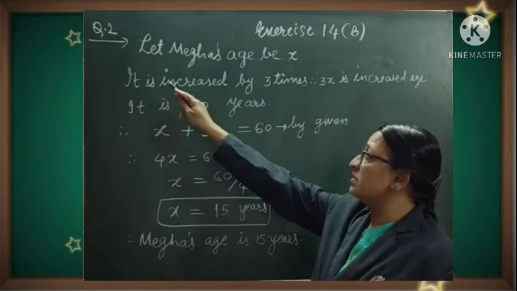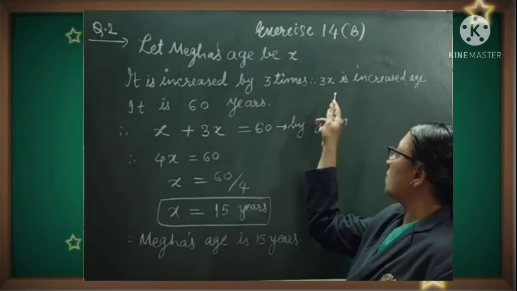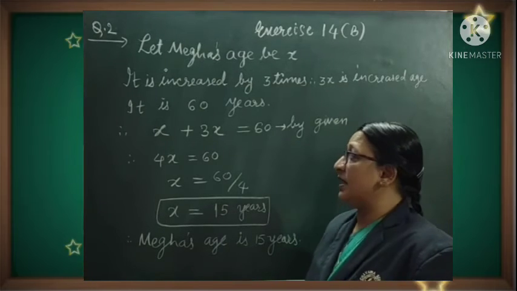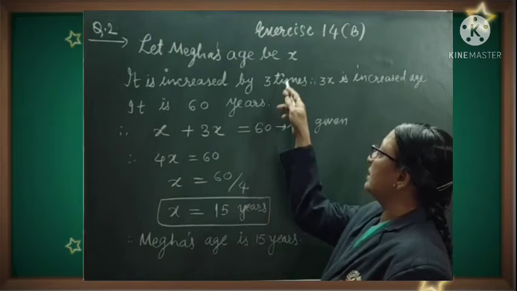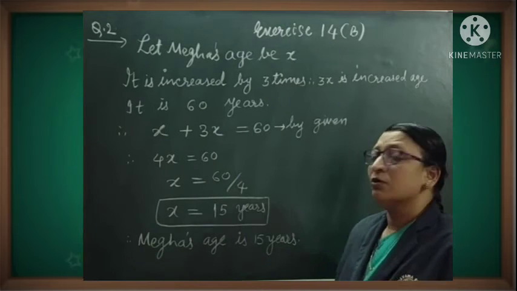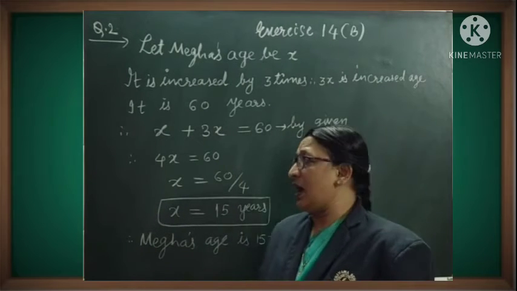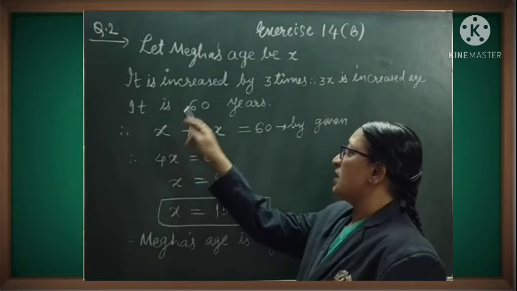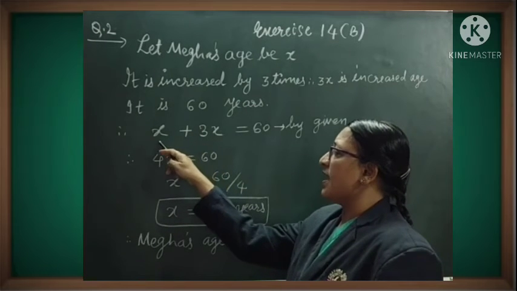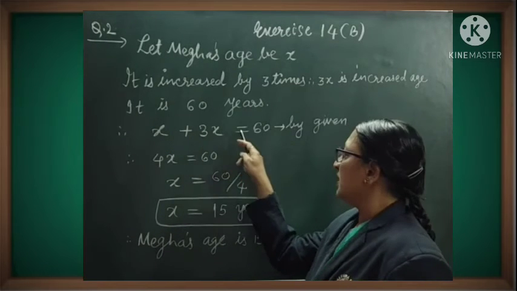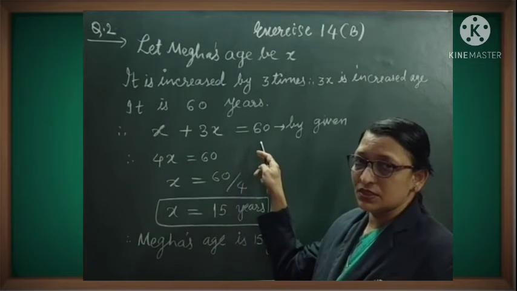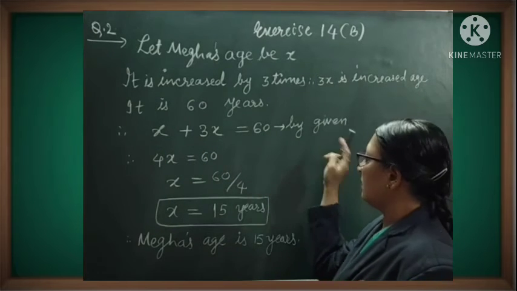As per given, it is increased 3 times. So it will be 3x. The next is given in example. After increasing 3 times, it becomes 60 years. So here we can write down the equation as Megha's age x years increased by 3x, that is x plus 3x becomes 60 years. That is x plus 3x is equal to 60 by given.